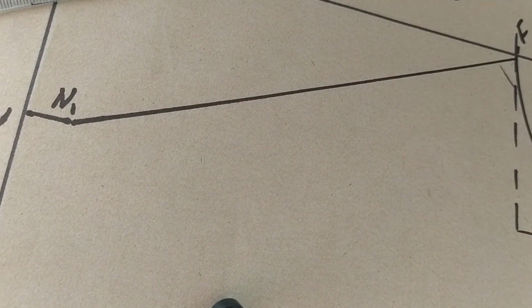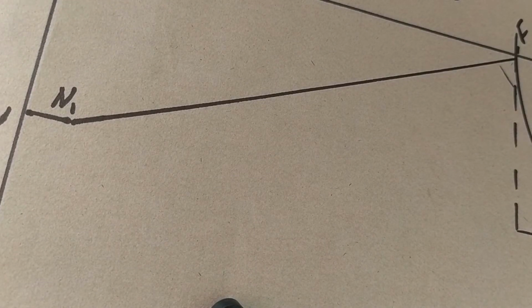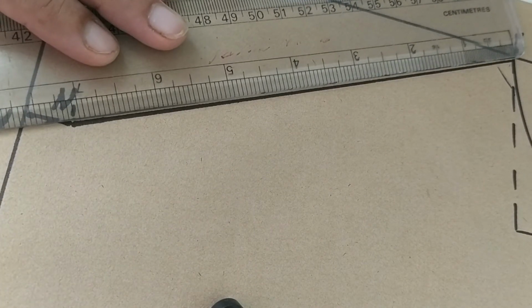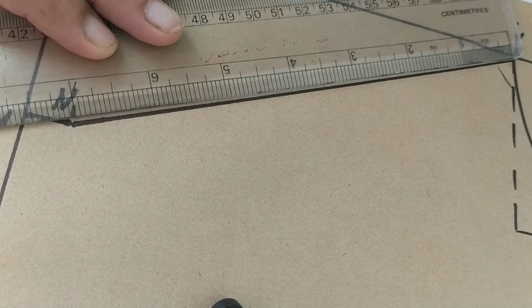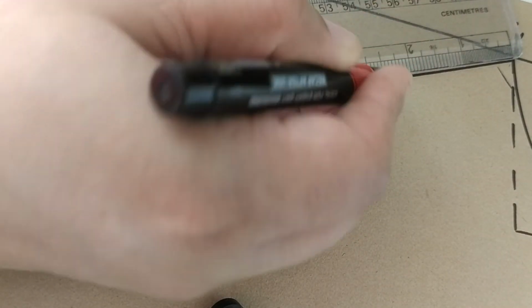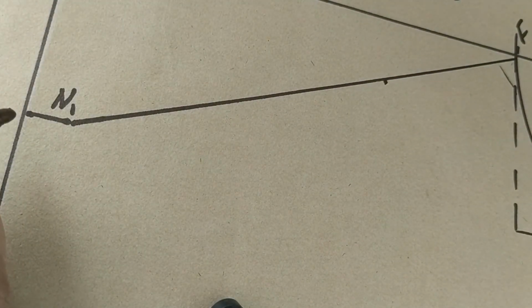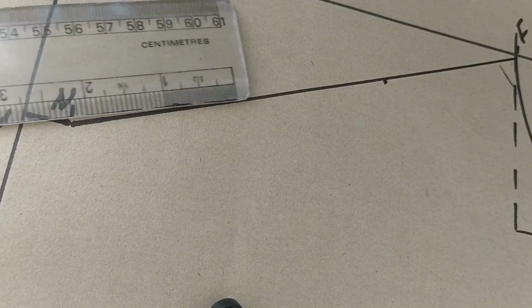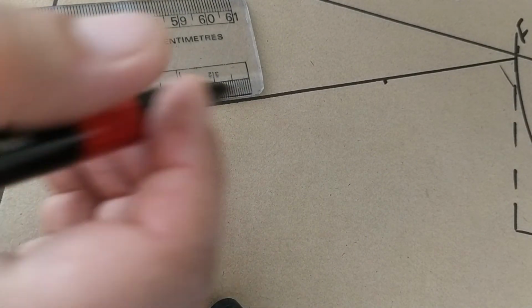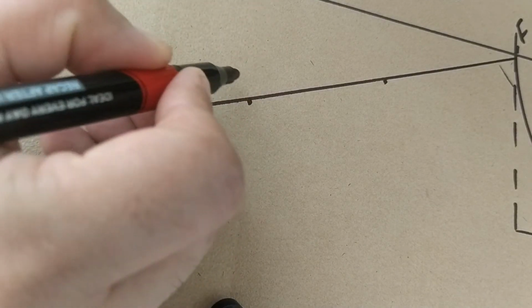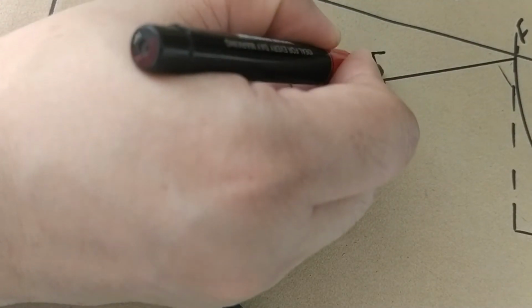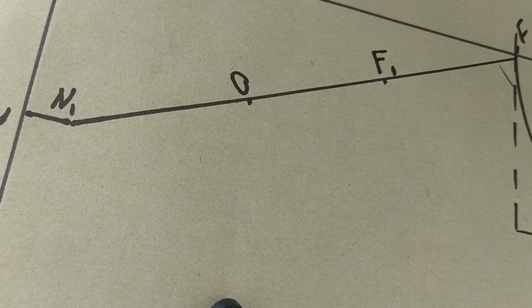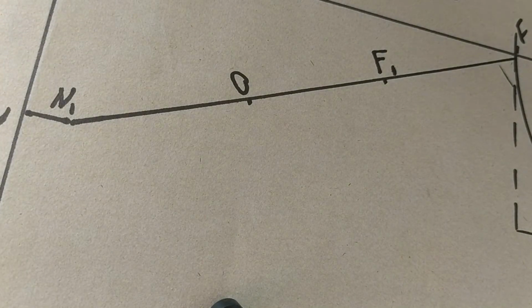From F, I will measure 2.5 inches and mark it as F1. Okay, and from N1, I'll again measure 2.5 inches and I'll label it as O. This is O and this is F1. Okay, now after marking these two points, the next step is to join O and F1 with H.